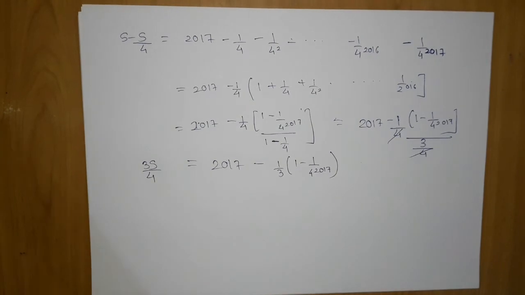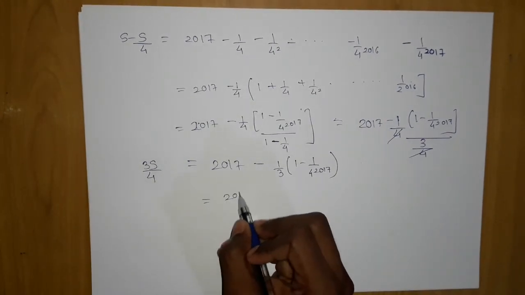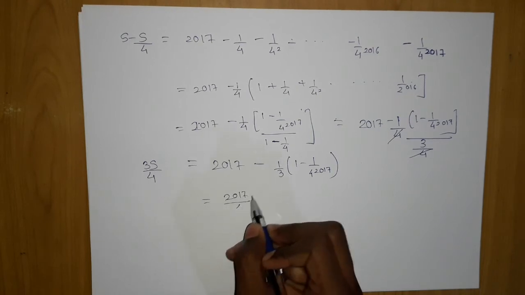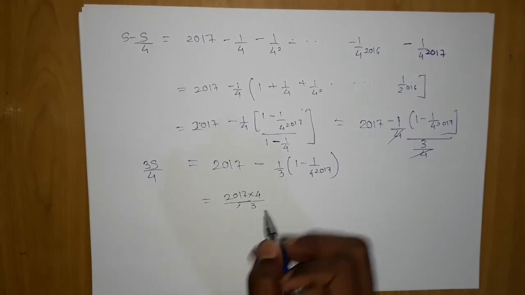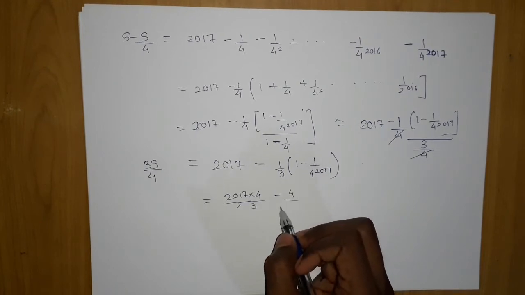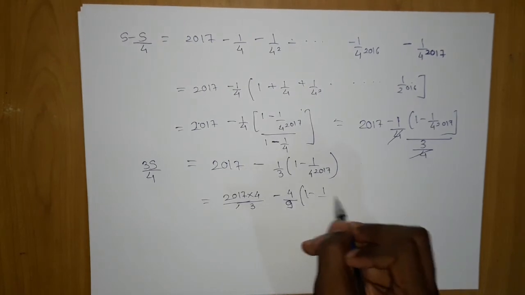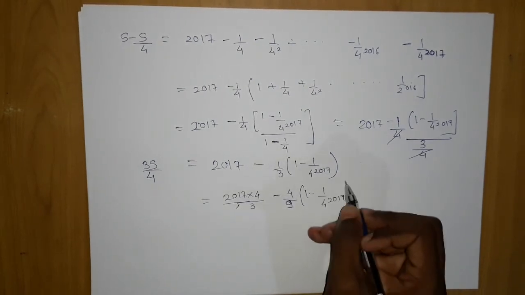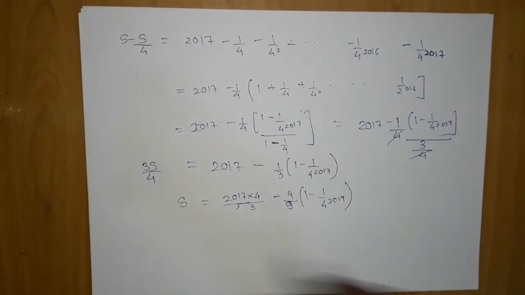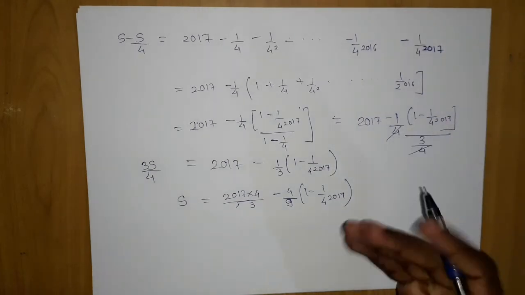Okay, so here if I multiply these things, what I get is 2017 into 4 by 3, and here 4 by 6, 9, 4 by 9, 1 minus 1 by 4, 0, 2017. So you need to be very alert in solving these problems. So this was the calculation stuff. Now we are done with this problem. Now let's move on. The thing was calculation.